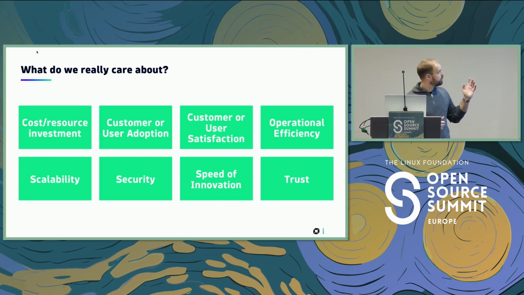So I dove into, some of these are quite obvious: cost, resource, investment. What is this costing you? What do you need to be able to do this? What does the adoption look like? So kind of comparing how different types of models were working.